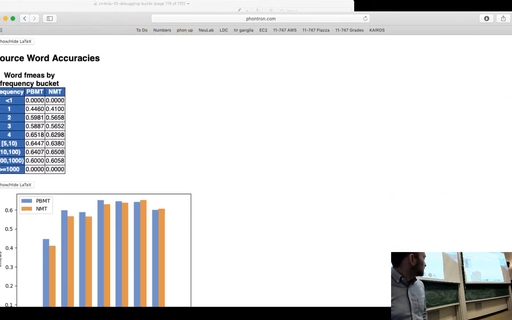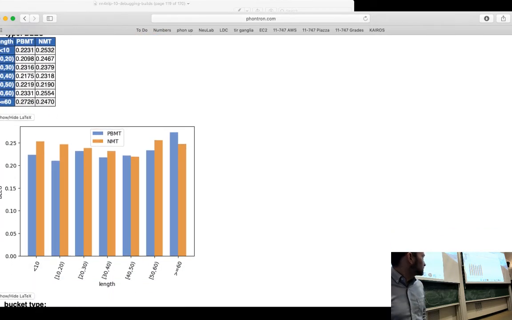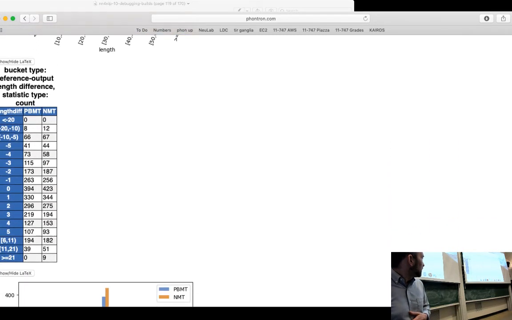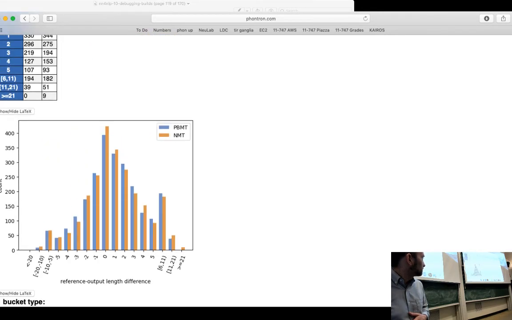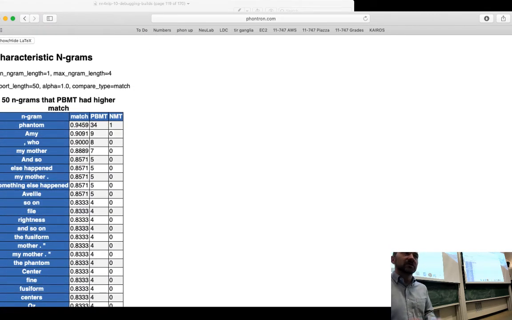Other things it can do is calculate the accuracy by the type of sentence. So this is the accuracy by the length of the sentence, and we can see the neural MT system in orange is better at shorter sentences, whereas the phrase-based system is better at longer sentences. This is something you could also do for text classification, for example. It also calculates the difference in length between the generated outputs, et cetera. It also picks out specific n-grams that one system was better at generating than the other, and it basically counts up the different types.